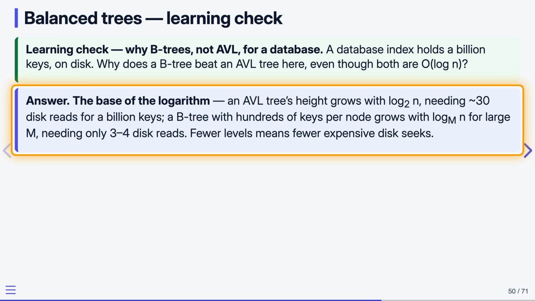The answer is the base of the logarithm. An AVL tree's height grows with log base 2 of n, so a billion keys need about 30 disk reads. A B tree with hundreds of keys per node grows with log base m of n, and for a large m that is only 3 or 4 disk reads. Fewer levels means fewer slow disk seeks.